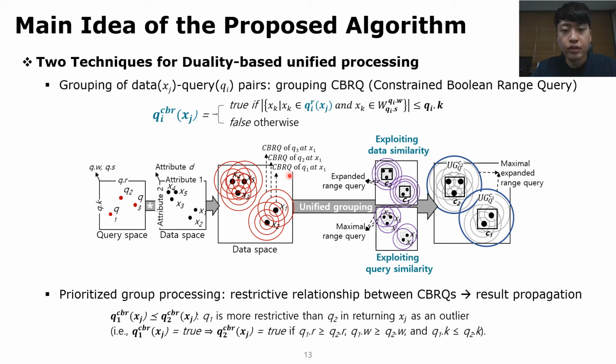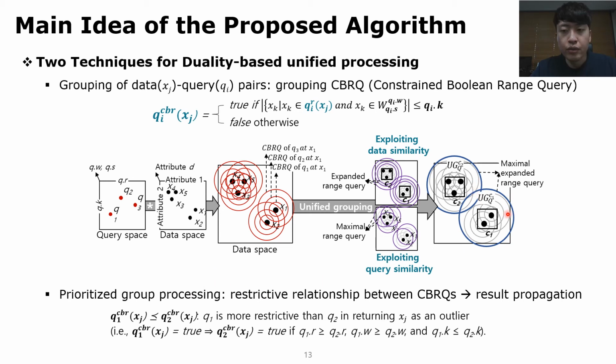And we can group these CBRQs either considering data similarity or query similarity. But ultimately, we can group those CBRQs considering both data similarity and query similarity, and we can get 2 unified groups, which means that if we compute the minimum but sufficient computations for each unified group, we can get all the results of the CBRQs inside each group. And the second technique is prioritized group processing.